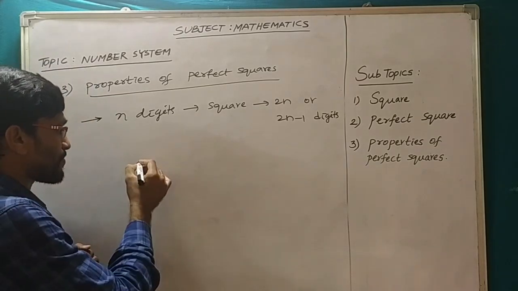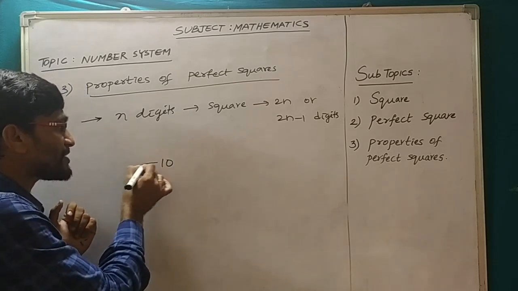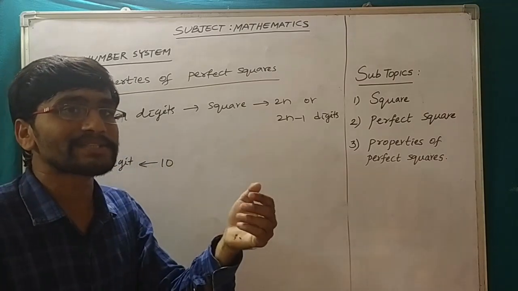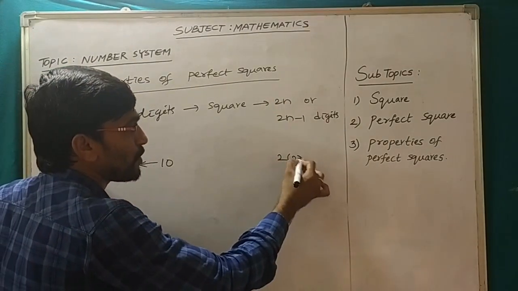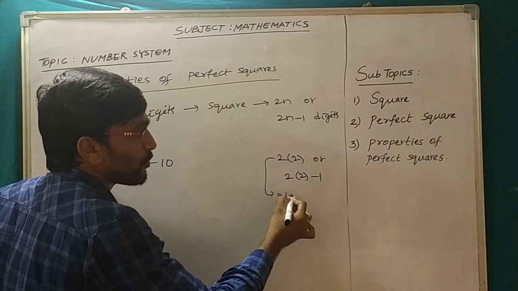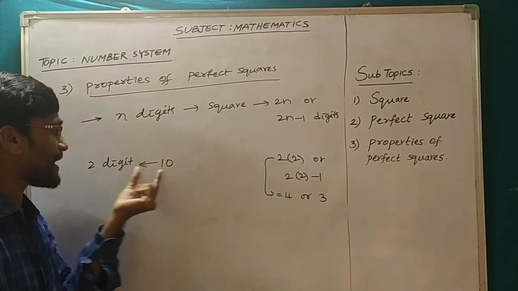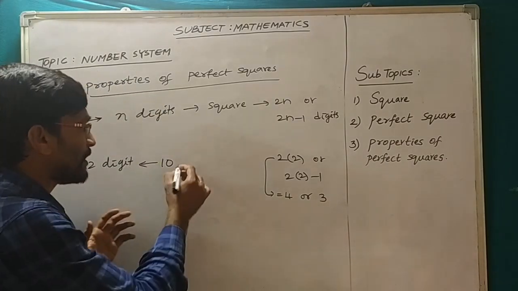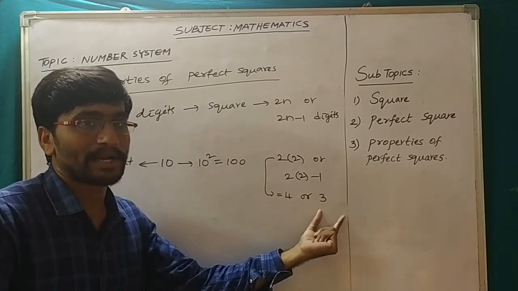Let us consider a number. I consider the number 10. Which has how many digits? 2 digits. Then its square has either 3 digits or 4 digits, right? See, 2 digits. 2 into 2 or 2 into 2 minus 1. 2 into 2 gives what? 4, or 2 into 2, 4, minus 1, 3. That means if a number has 2 digits, then its square has either 3 digits or 4 digits. We have to check. What is 10 square? Equal to 100. How many digits does it have? 3 digits. Am I correct or not?